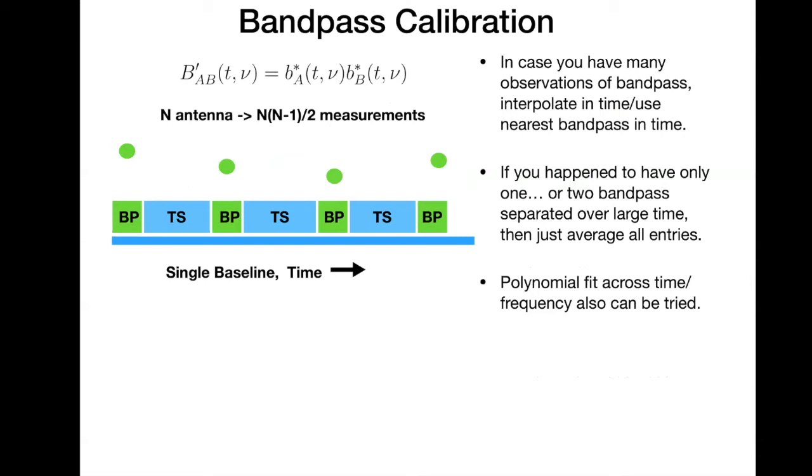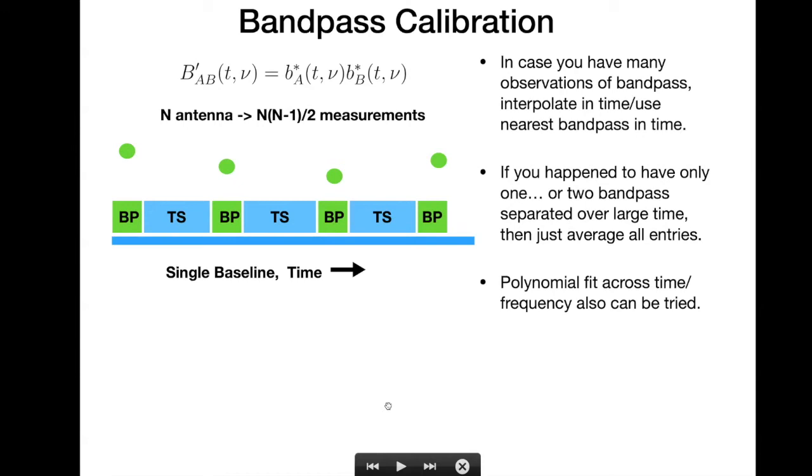Okay. So I have a few more slides to show you. So let's see what I try to show you here. Again, I should not have a star on B. What this cartoon is showing is that I have a bandpass here, and then I have a long observation of time, so target source. I may have another bandpass here, target source bandpass, etc.